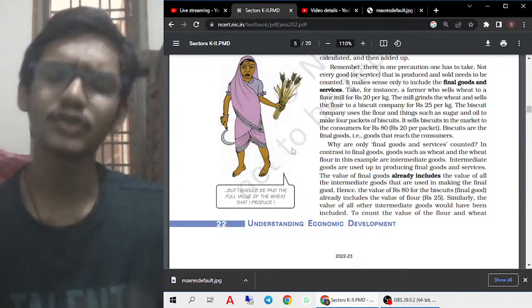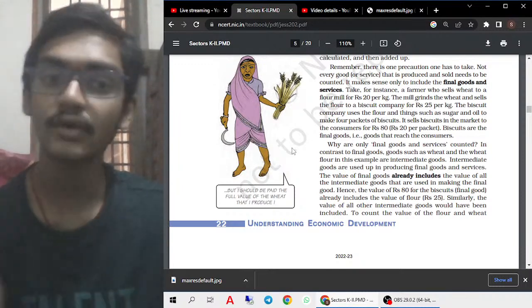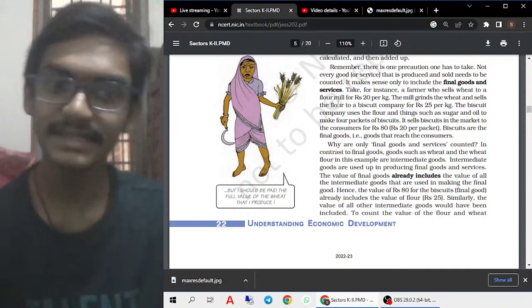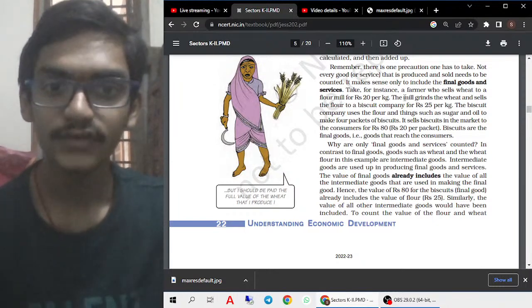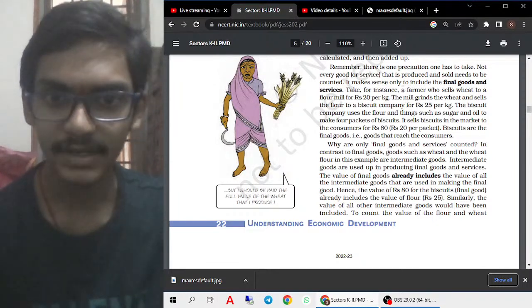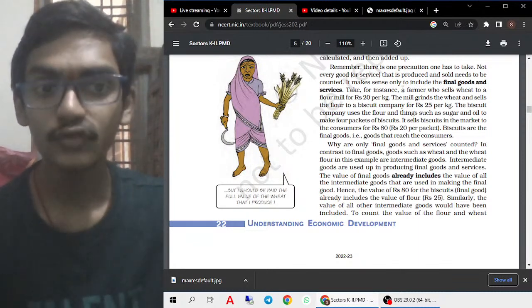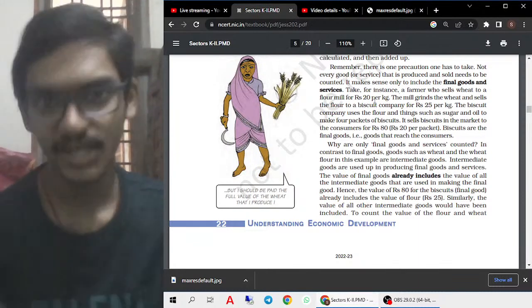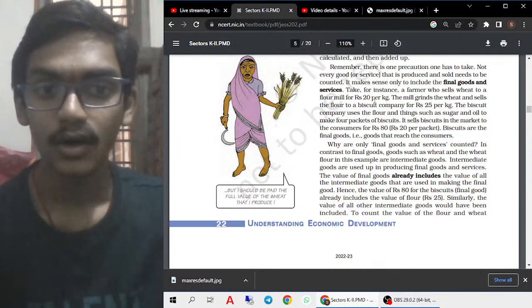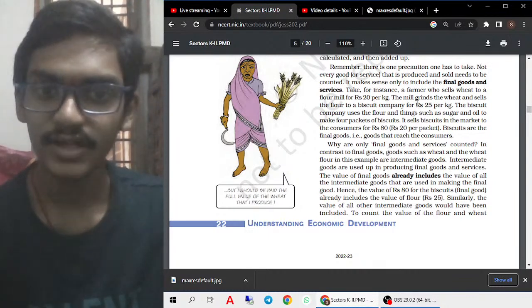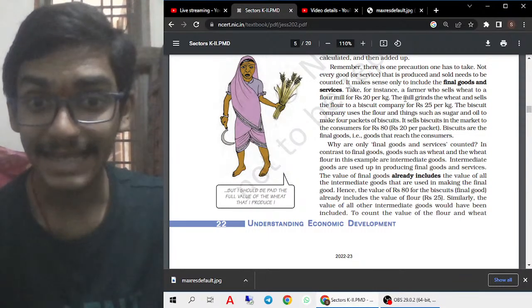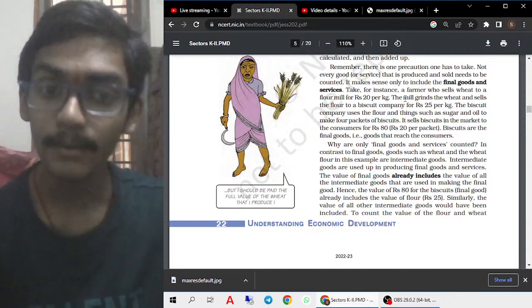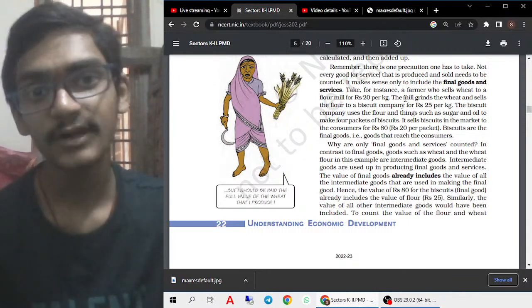For example, in order to understand what the final good is and what the intermediate good is, let us try to understand this example first. A farmer sells wheat to a flour mill for 20 per kg. Then the mill grinds the wheat and sells the flour to a biscuit factory for 25 per kg.